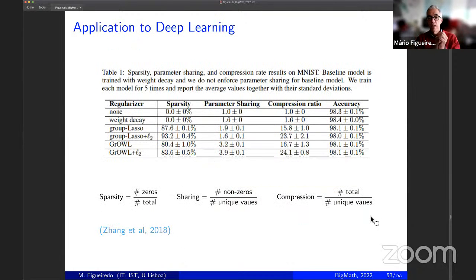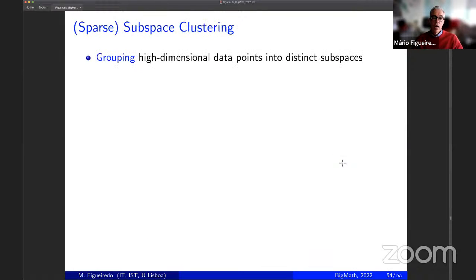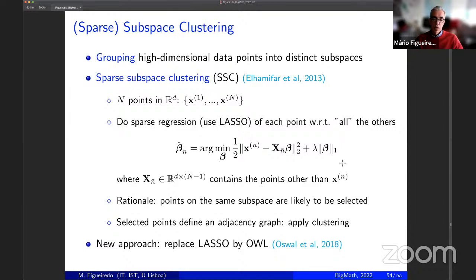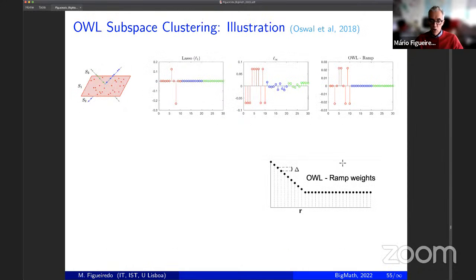And what we showed experimentally in a set of experiments is that we can reduce significantly the number of unique values. So we have high sparsity and high parameter sharing with only a very small decrease in accuracy. This is important for several reasons, such as economy of parameters, if you want to implement these networks in low resource hardware and things like that. Okay, then another application would be subspace clustering, but I wouldn't have time because I used all my time.